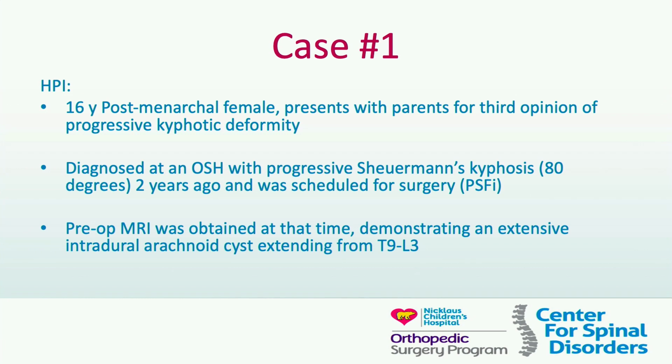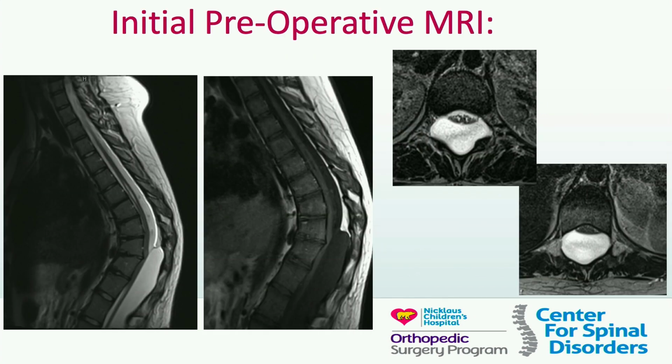So the first case here, we have a 16-year-old female who presented for a third opinion on a progressive kyphotic deformity. She was diagnosed at an outside hospital with progressive Scheuermann's, and 2 years prior to presentation, was scheduled for a posterior spinal fusion. During her pre-op evaluation at the outside hospital, an arachnoid cyst was identified extending from T9 to L3. Here are some of the initial MRIs showing that cyst.